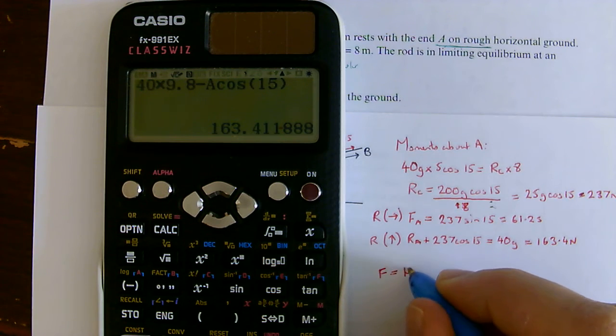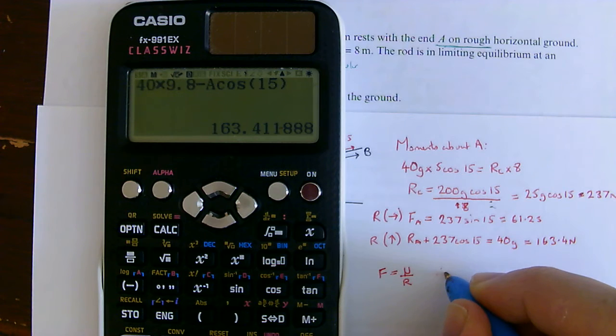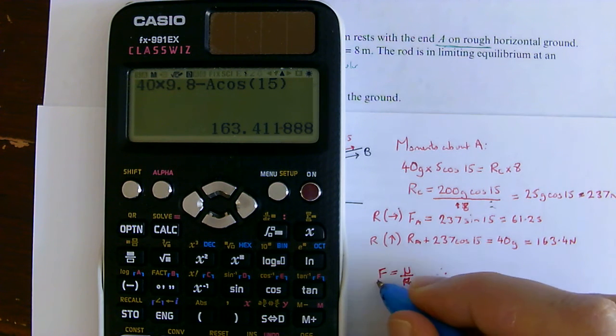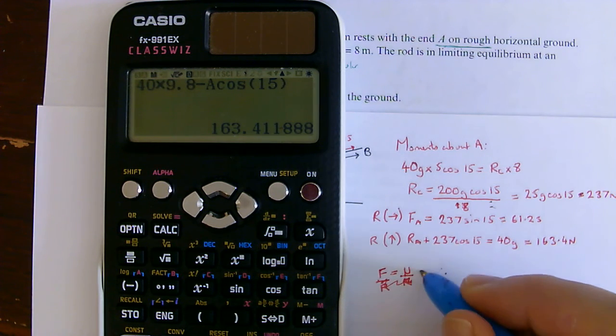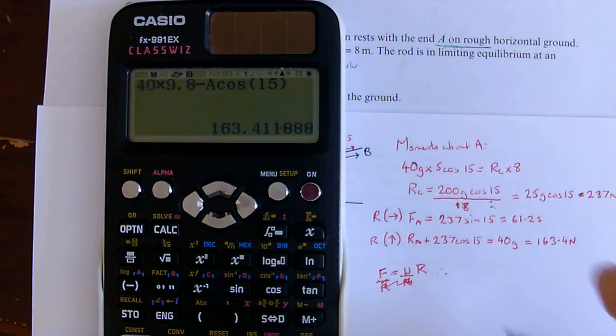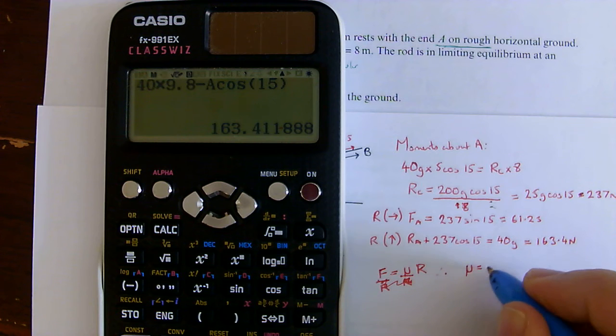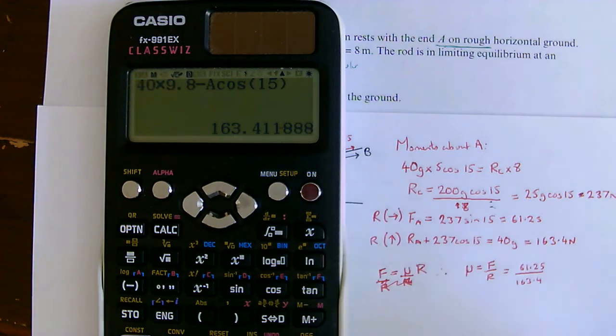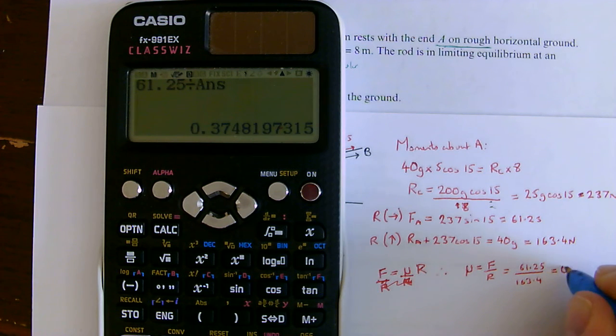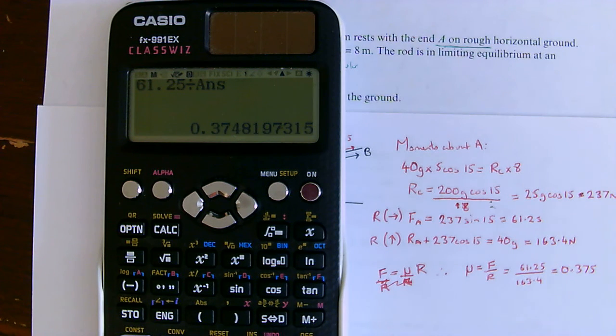I'm now going to use the fact that F equals mu R, so mu equals F divided by R, which is 61.25 over 163.4. 61.25 divided by my answer gives me 0.375. That's the minimum coefficient of friction allowable for it to be in equilibrium.